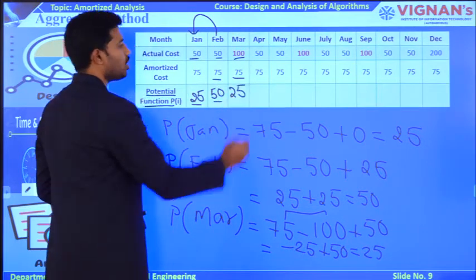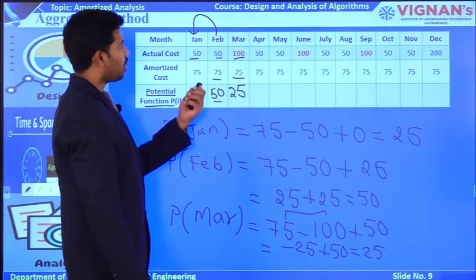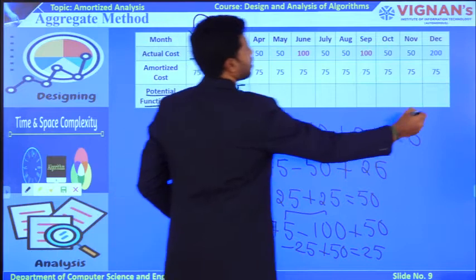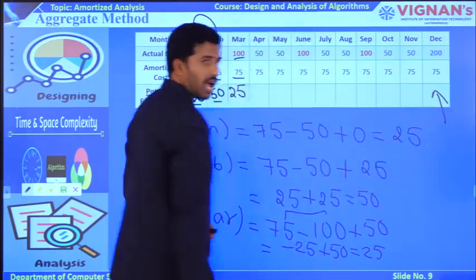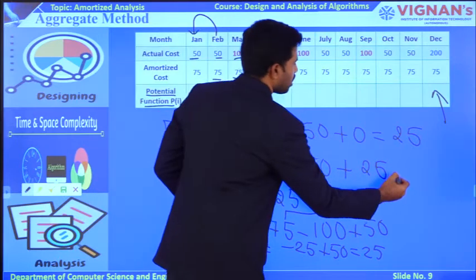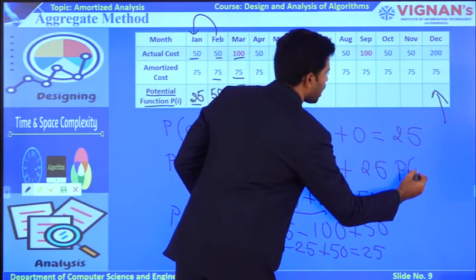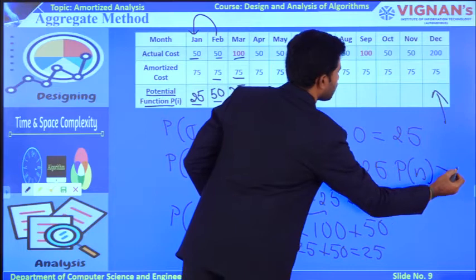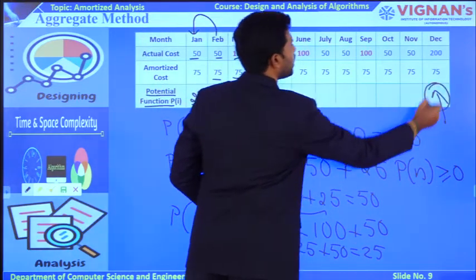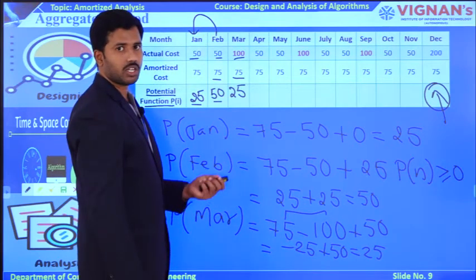Likewise, you need to fill each and every potential value for all the months, so that at the end, at the December position, you have a positive value. In the previous mathematical equations you have one condition: the P of n value must be greater than or equal to 0. If you get any negative value here, ultimately your analysis is going to be wrong.